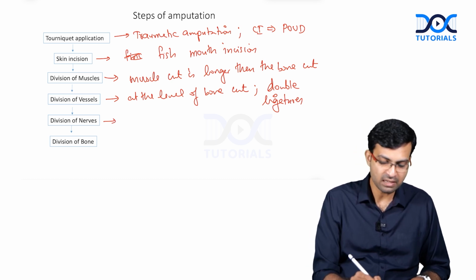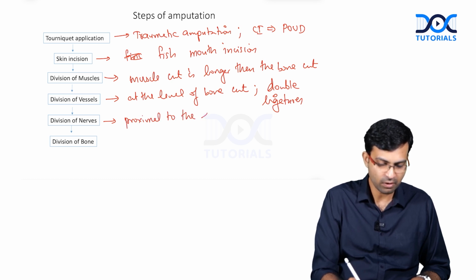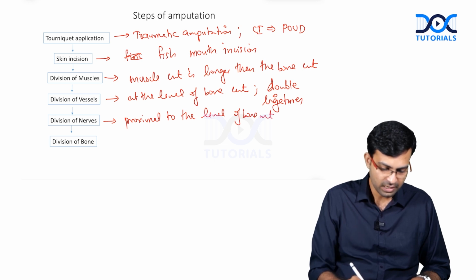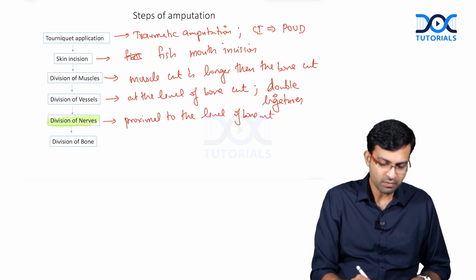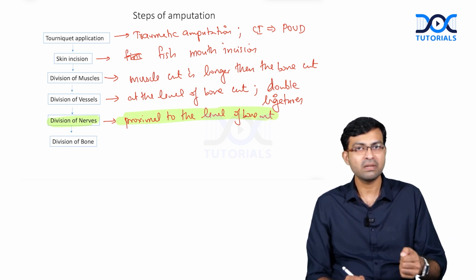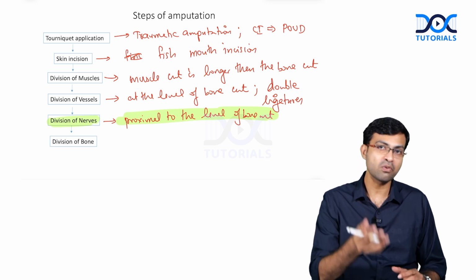Then you divide the nerves. Division of the nerve should be proximal to the level of bone cut. This is very, very important, okay? So remember, nerve should be divided proximal to the level of the bone cut. What you do is that you pull the nerve maximally down and cut it at the higher level, so that when the nerves retract, it will go up.